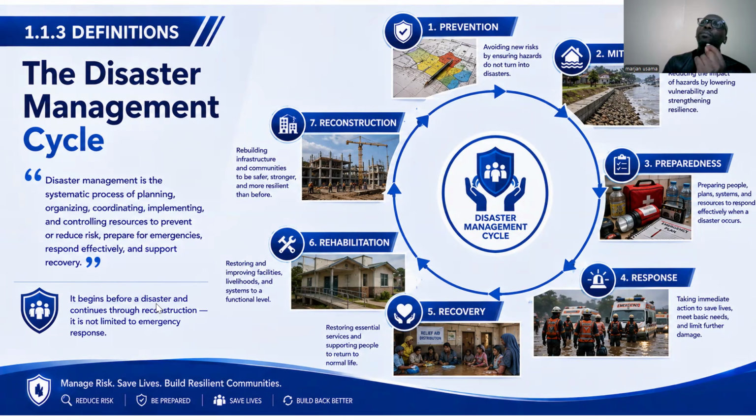Number 1 is prevention, at-tajannub. Prevention means avoiding new risk by ensuring hazards do not turn into disasters. For example, how can you avoid a disaster? At-tajannub: build your house where there is good drainage. Build your house away from the river. That is at-tajannub. And when you're talking about at-tajannub, you are basically saying al-waqaya khayrun min al-ilaj.